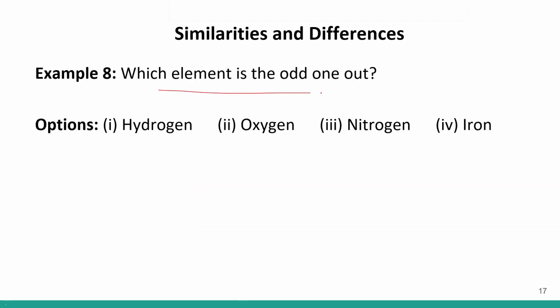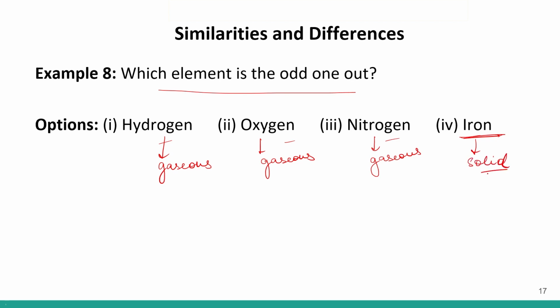Now, which element is the odd one out? Hydrogen, oxygen, nitrogen, iron. These are all elements. But for a fact, I know that hydrogen is a gaseous element. Similarly, oxygen is also a gaseous element. Nitrogen is also a gaseous element, or a gas, you can say. Iron is the only element which you find in solid form in nature. Hence, our answer will be option number 4, iron.